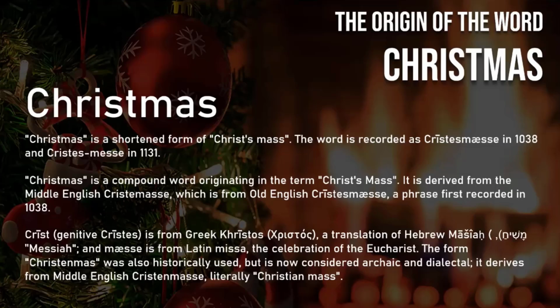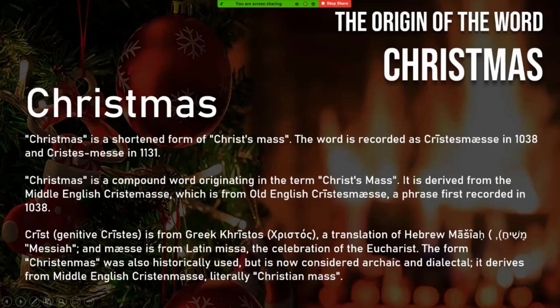The origin of the word Christmas. So let's look at Christmas. Christmas is a shortened form of Christ's Mass. The word is recorded as Christus Massi in 1038 and Christus Mess in 1131. There was no Christmas before these two dates. You would just call it Christ's birthday, or you would call it the Nativity, right? Because the Nativity word was coming from the idea that it was his birth, because in Latin it's natalis. So here what we're seeing is that the actual name Christmas wasn't coined until 1000 AD.